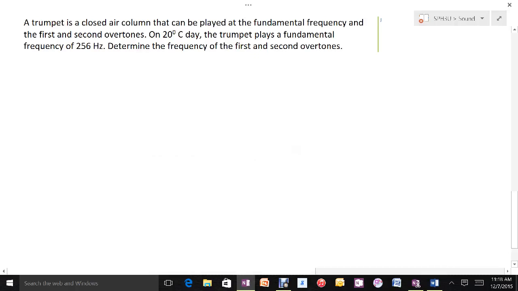Alright, in this video we're going to put the last two concepts together. We've got a trumpet, we know what frequency it plays, and we've got a temperature. We can work backwards using the fact that it's a closed air column to get all the way back to the length of that trumpet.